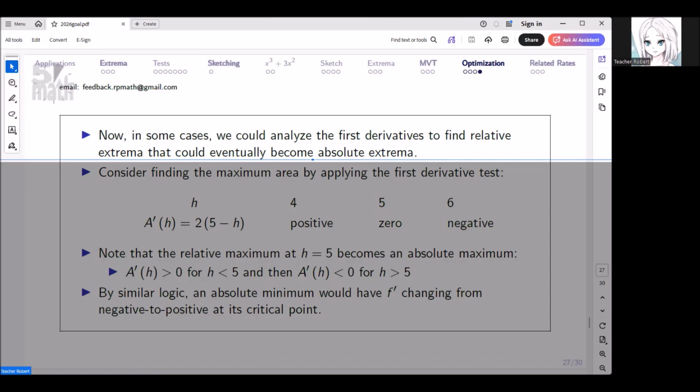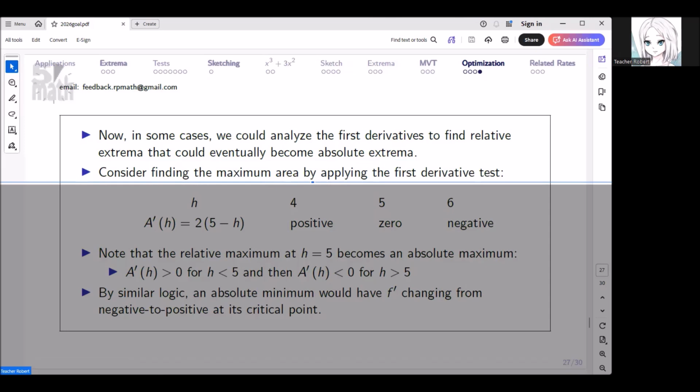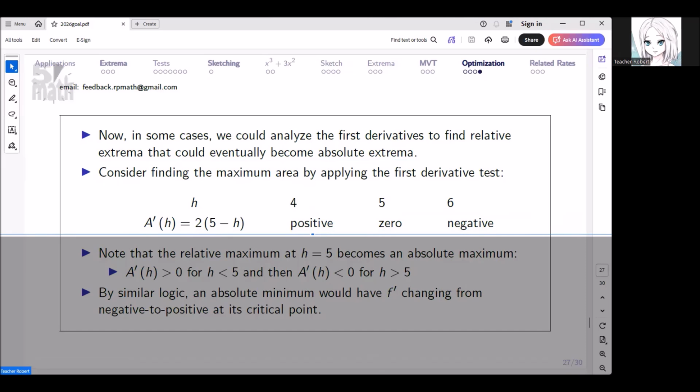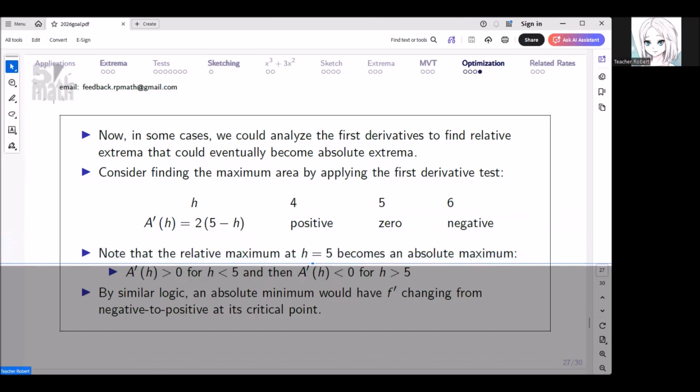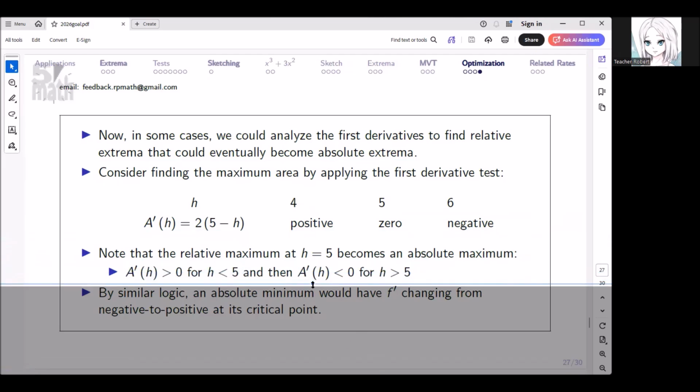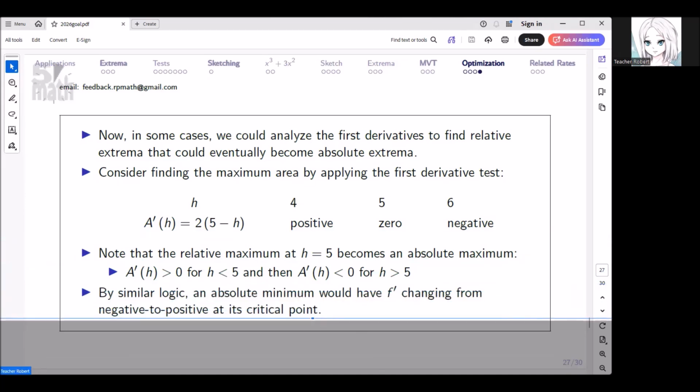Now, in some cases, we could analyze the first derivatives to find relative extrema that could eventually become absolute extrema. Consider finding the maximum area by applying the first derivative test. We have the following. Note that the relative maximum at h equals 5 becomes an absolute maximum. A prime of h greater than 0 for h less than 5, and a prime of h less than 0 for h greater than 5. By similar logic, an absolute minimum would have f prime changing from negative to positive at its critical point.